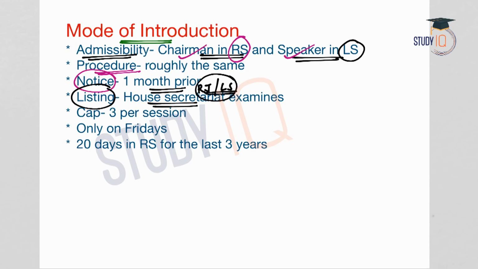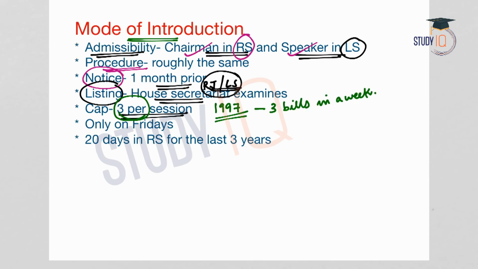And the number of bills that can be introduced by a private member is limited to 3 per session. So in each session of the house, a private member can introduce a maximum of 3 bills. But until 1997, it was 3 bills in a week. So what happened? This provision led to the piling of the bills, and once the bills are piled, what will happen? They will never be introduced or they will never be discussed. So because of this increasing number of private bills, the cap was limited to 3 private member bills per session.